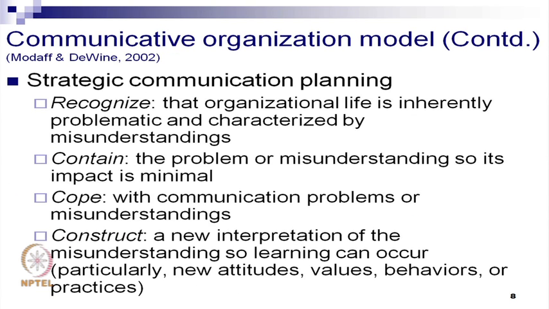Okay. The last point here is strategic communication planning. We've anticipated misunderstandings, we have had social interaction, we have developed behavioral flexibility, and now we need to start planning in a strategic manner. The first step here is recognition. Recognize that organizational life is inherently problematic and characterized by misunderstandings. There will be misunderstandings, there will be problems, that's a given, you can't change that.